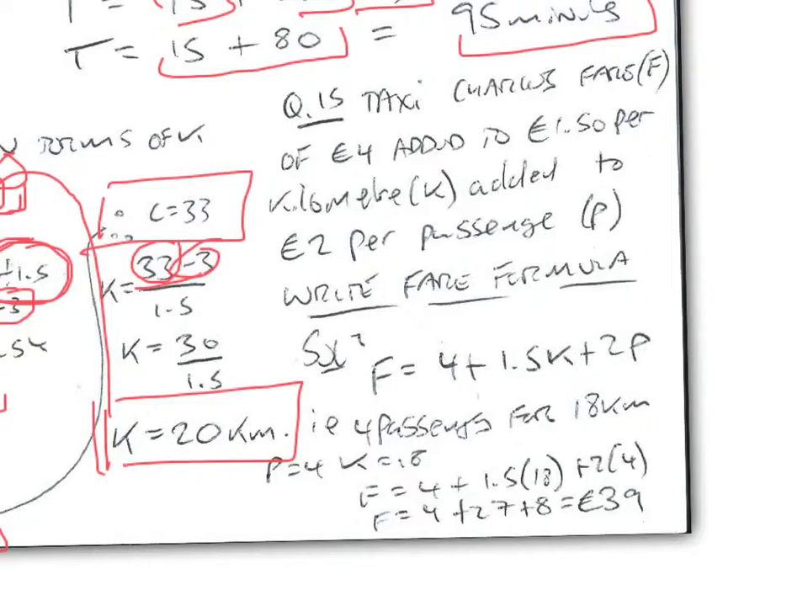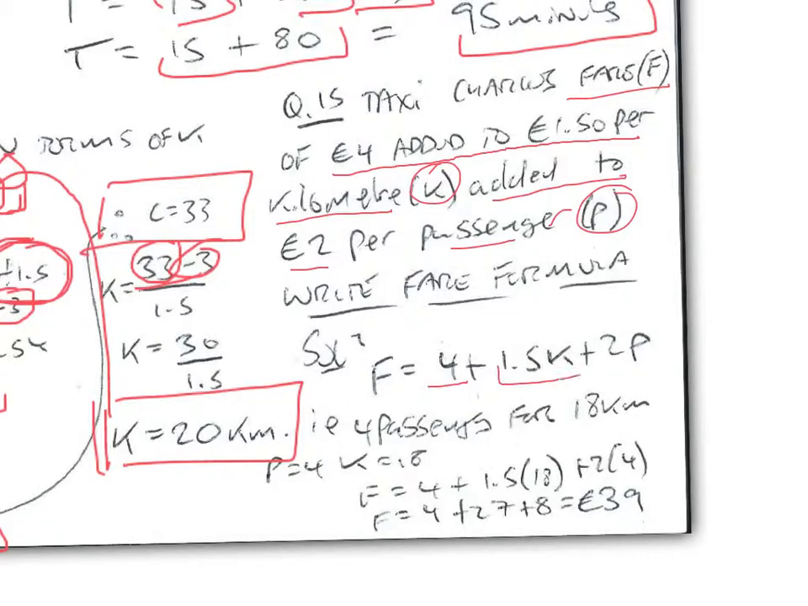So our last example then is question 15. A taxi charges a fare F of €4 added to €1.50 per kilometre travelled, which is K, added to €2 per passenger P. Okay, write the fare formula. So the fare formula is equal to 4 plus 1.5 by K, so that takes into account this part here, plus 2 times P, €2 per passenger, 2 times P.